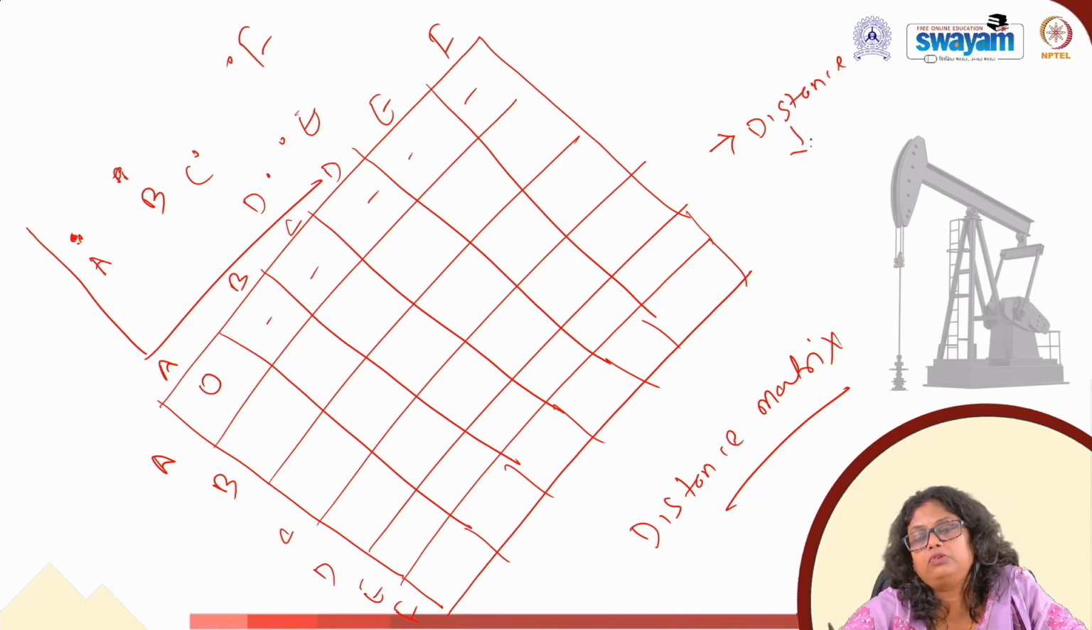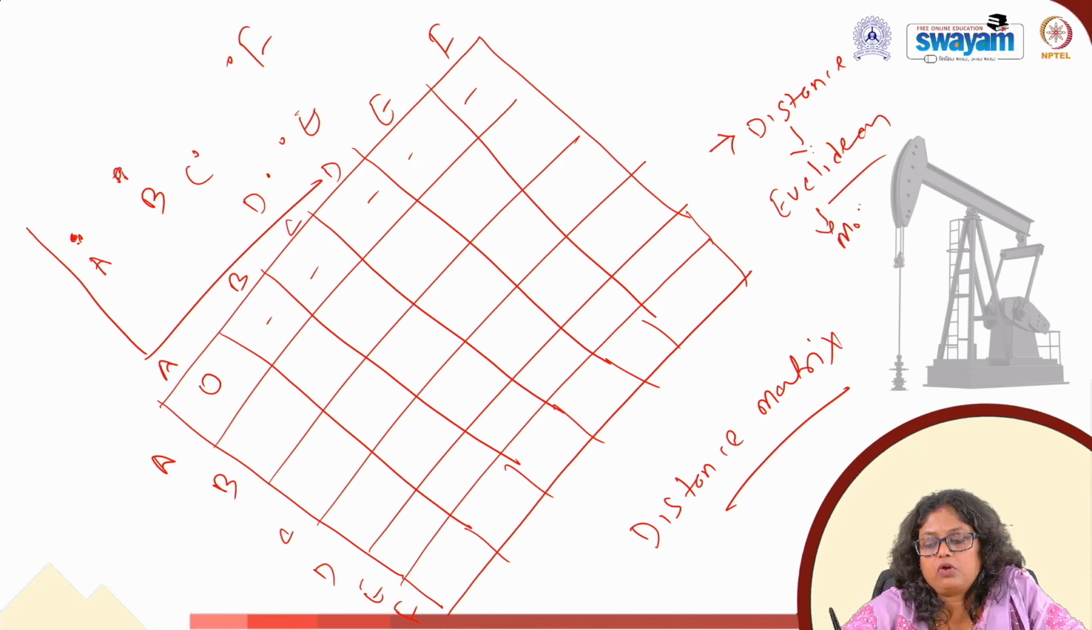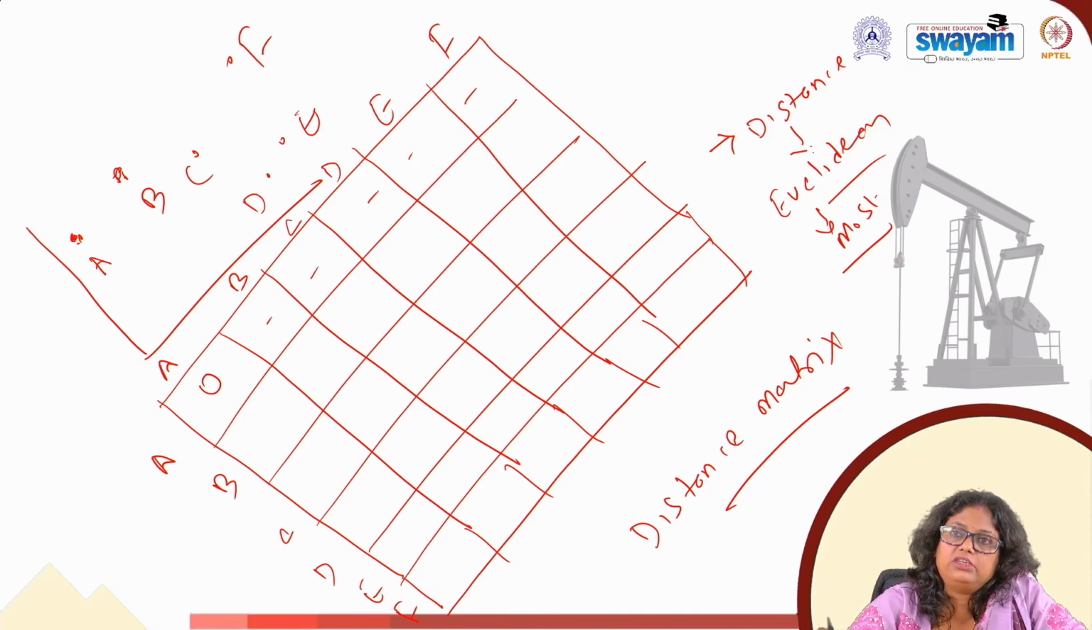In the last class, we talked about how we calculate distance. There are different ways. One is the Euclidean distance, which is the most common. Then we have the Manhattan distance, and other distances also. So assume we use the Euclidean or Manhattan distance and calculate the distance between each data point.